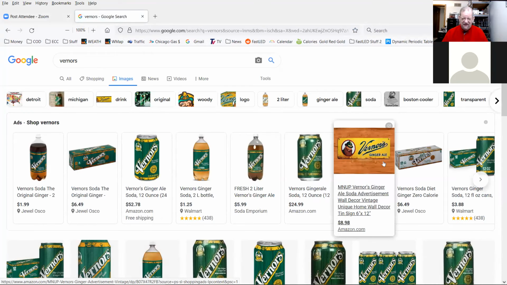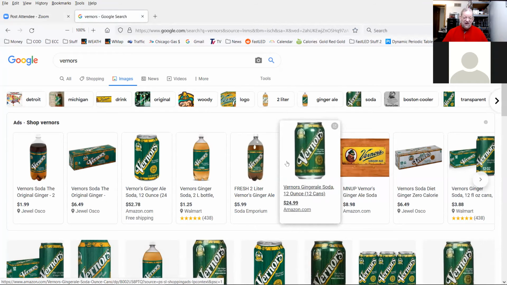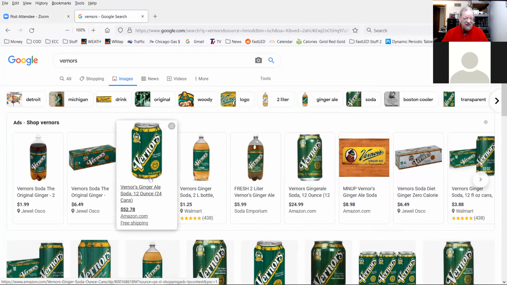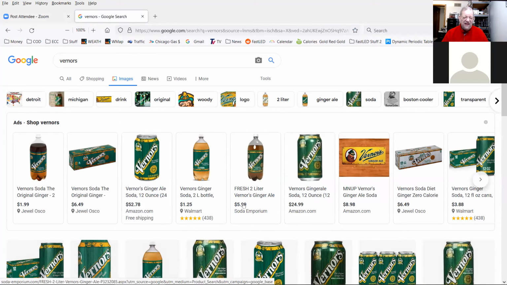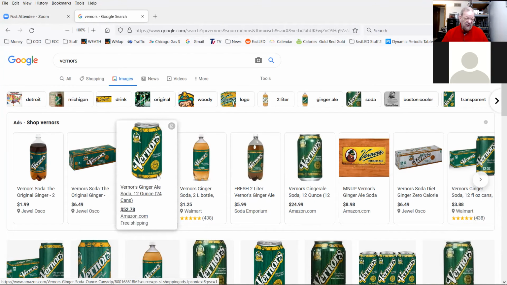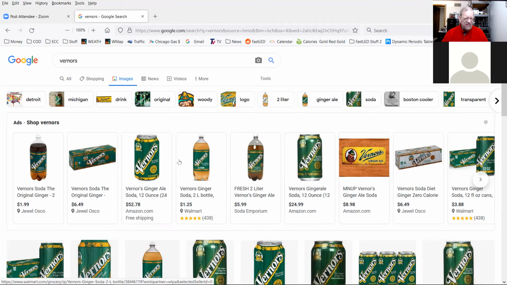This is called Werner's Ginger Ale, and it's a different ginger ale. It's really strong and very highly carbonated, and I love it. I have a couple of cases in my house, along with a couple of cases of Dr Pepper. And the only place I really find it easily is in Jewel.